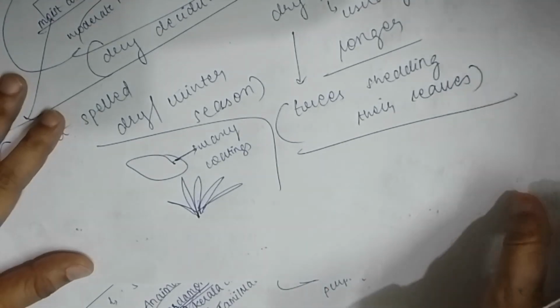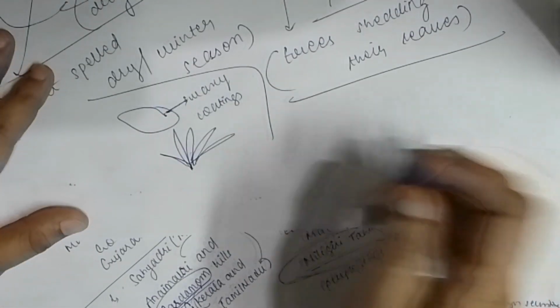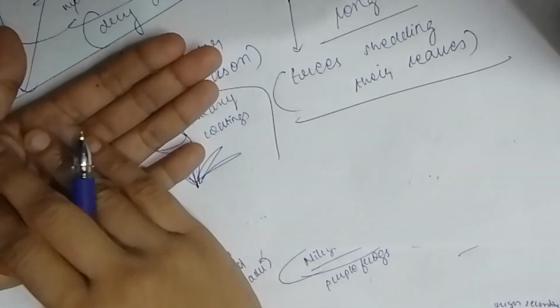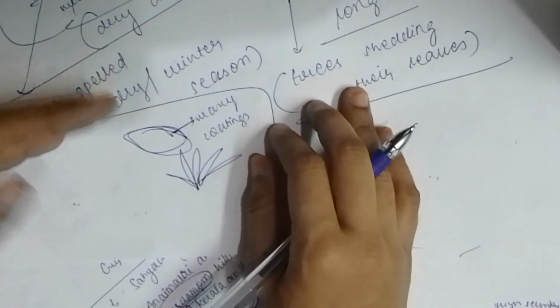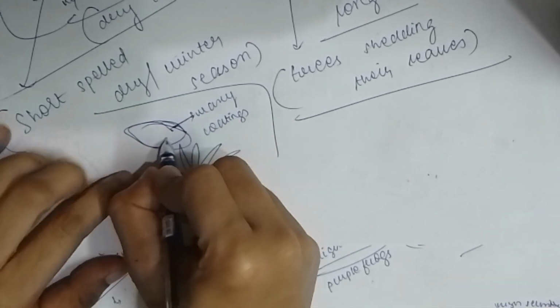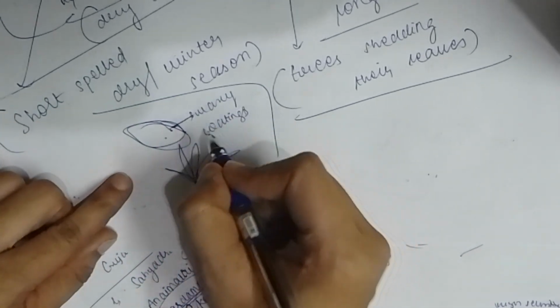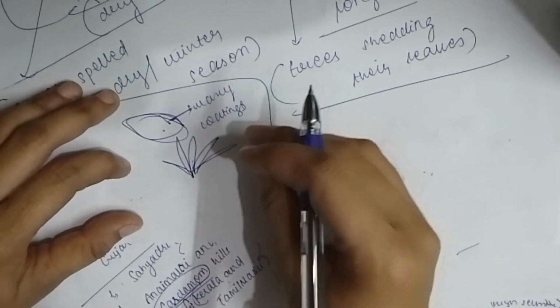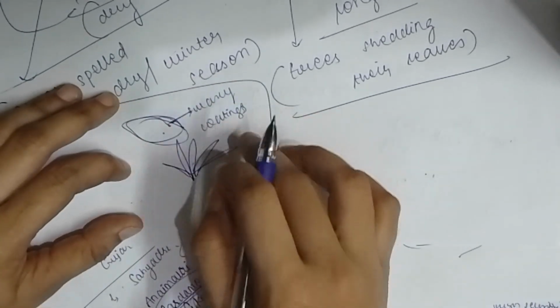Okay. Also, because of the waxy coatings, there will not be direct interface with the sunlight. The amount of water which evaporates also gets reduced because of the presence of this waxy coating, actually.